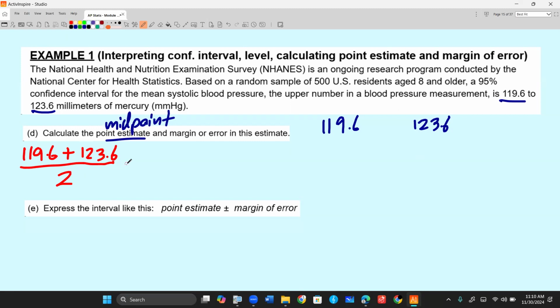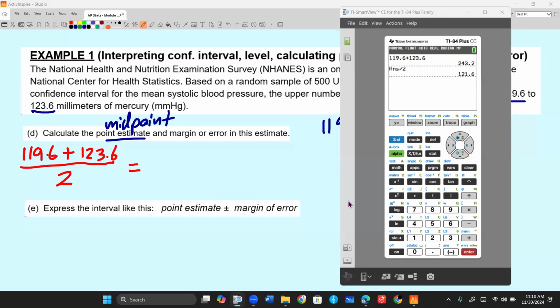So that point estimate is going to be 119.6 plus 123.6 divided by 2. Use your calculator if you need to. That'll give you 121.6.